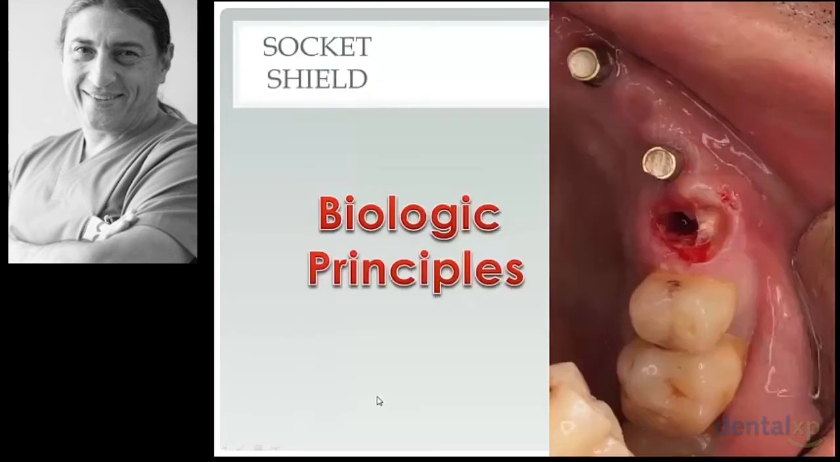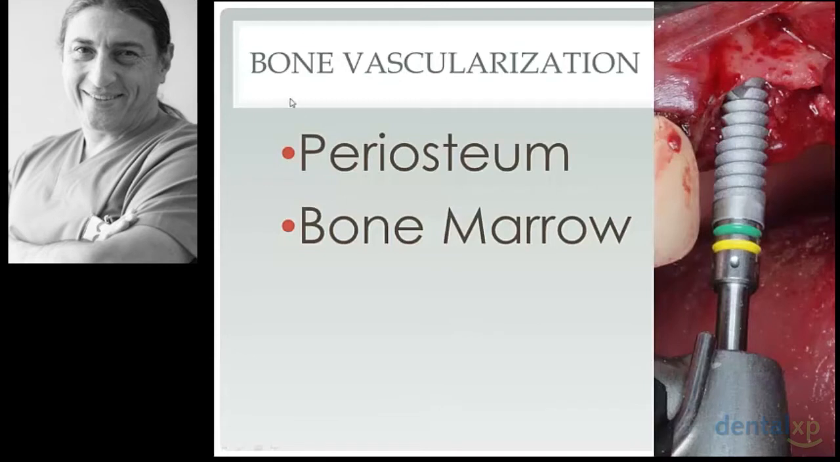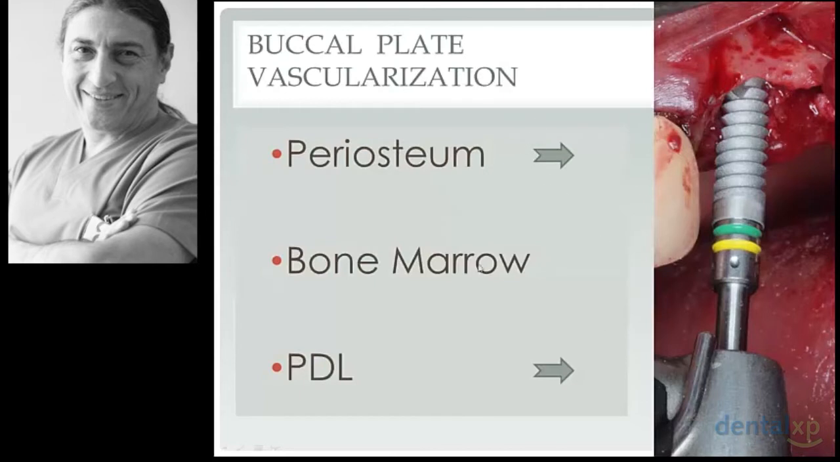So, let's talk about the biologic principles of the socket seal. We have to talk about the bone vascularization. The bone vascularization is through bone marrow and the periosteum. You see, when we raise a flap, there is blood here that is the interruption of the periosteum supplying vascularization to the bone. But it's worse when we have a socket of a tooth that we extract, because we raise a flap, we take the vascularization of the periosteum. We extract the tooth, and there is no longer any periodontium.